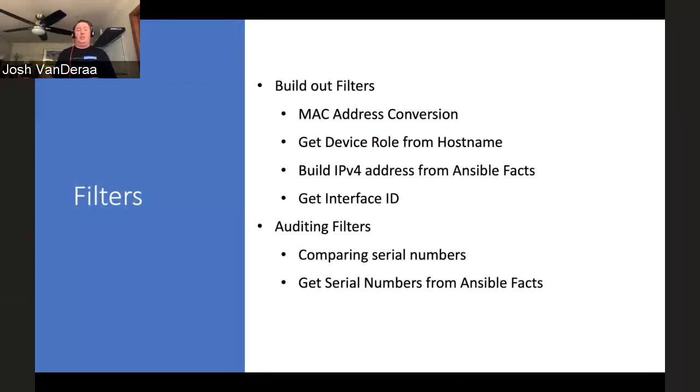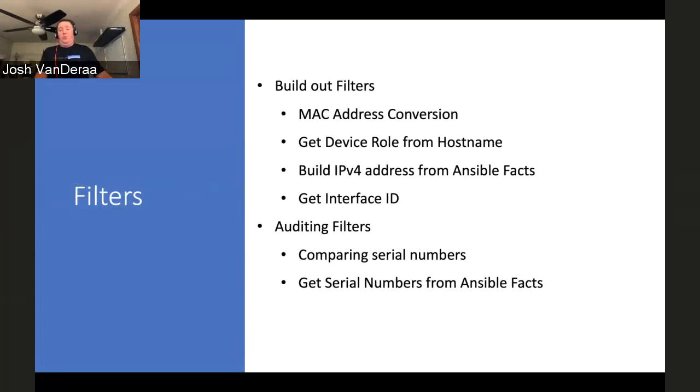Now the filters: in the first half, we had 4 filters that were used. One was a MAC address conversion. When putting MAC addresses into NetBox and keeping things idempotent, it expects the MAC address to be in a certain format. So I took the Cisco format, which is 4 characters, dot, 4 characters, dot, 4 characters, and converted it into 2 characters, all uppercase, with colons every 2 characters. That was built in to make sure the idempotency of the modules was actually happening.